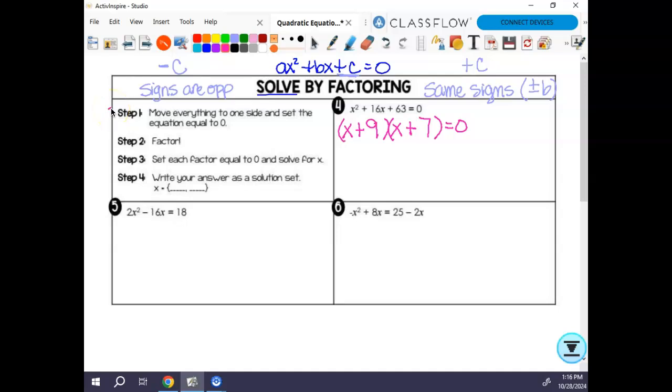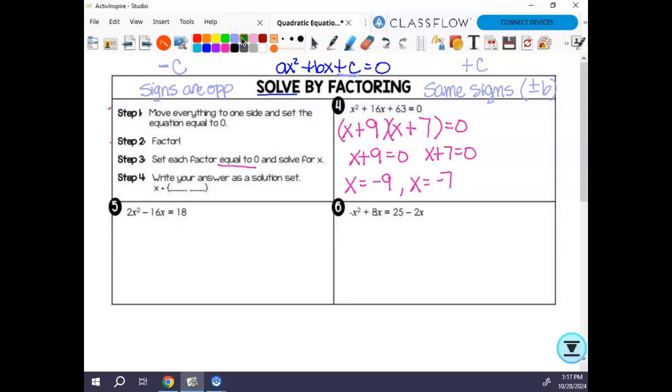Once you've got there, so we did step 1. We didn't need to move anything. Then we factored. Then we set each factor equal to 0. So now I do x plus 9 equals 0 and x plus 7 equals 0. Now, whether or not you actually do that specific step and write that step down, that's totally up to you. Because I think we get to a point where we can skip actually writing that stuff down, and that's okay. Then we solve it. We get x equals negative 9 and x equals negative 7.